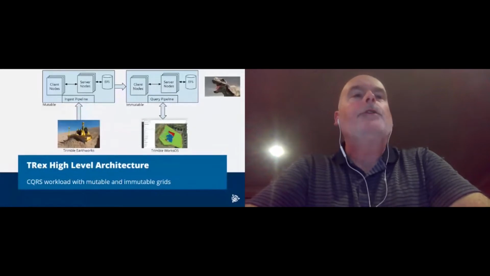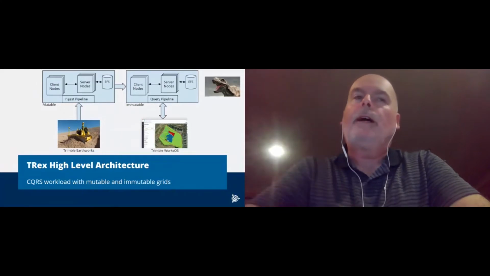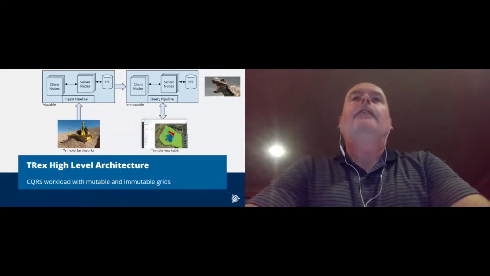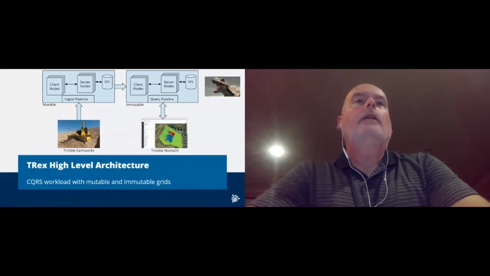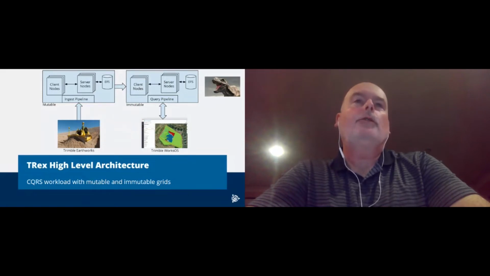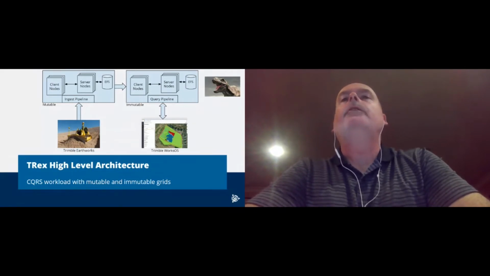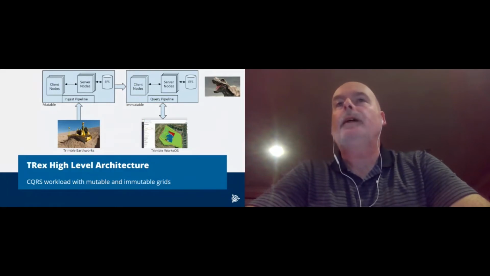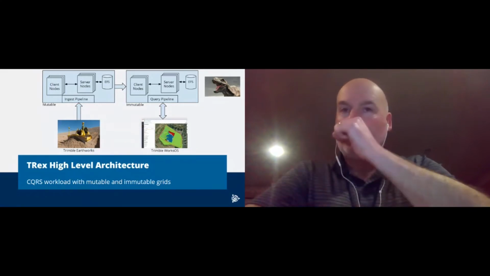So from a very high-level perspective, TRex is a CQRS workload. So we're talking about command query responsibility segregation. And in order to implement this, we effectively built two grids. One housed the ingest pipeline and was responsible for receiving data from the field and integrating it together with the existing content in the projects. We call this our mutable grid. And the mutable grid in turn performed a projection and injected data into what we called our immutable grid, which housed our query pipeline. And then our Trimble Works OS product used that as an API to source its data.